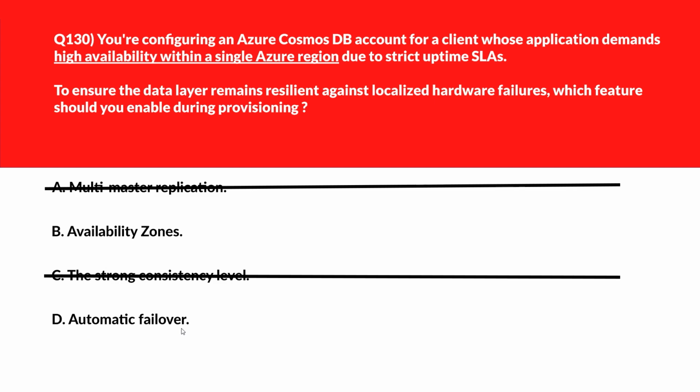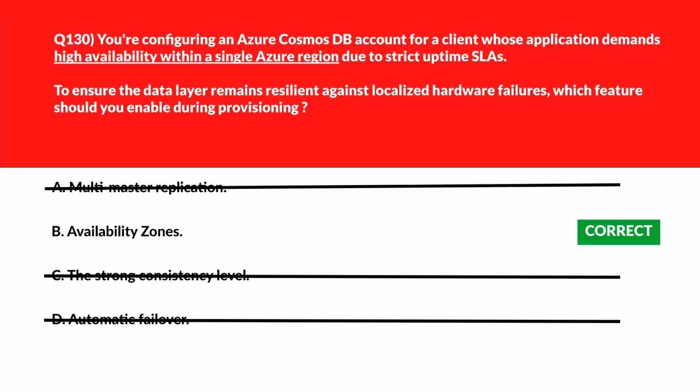This is automatic failover. Automatic failover reroutes requests across Azure regions during outages but doesn't support redundancy within a single region. Let's delete this. We'll lock option B, availability zones, as the right answer.